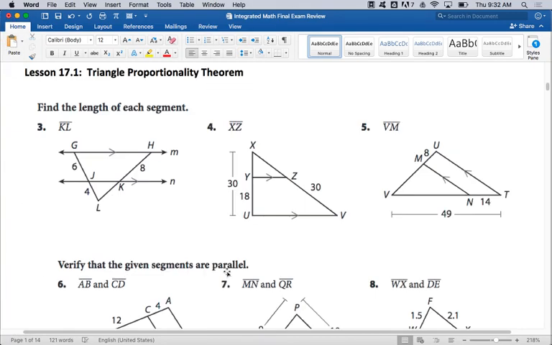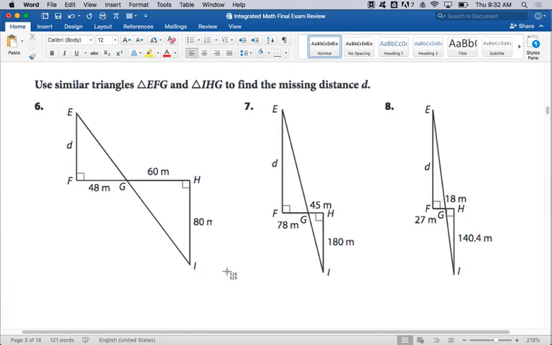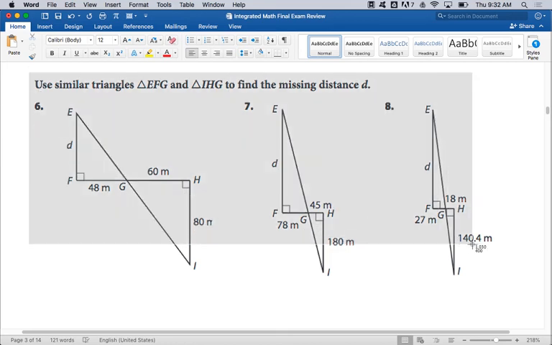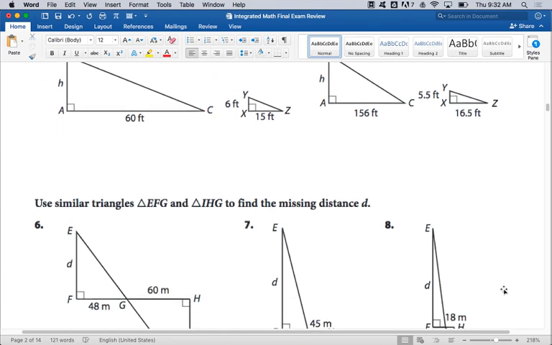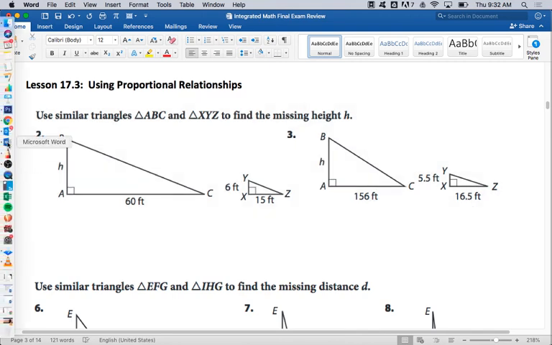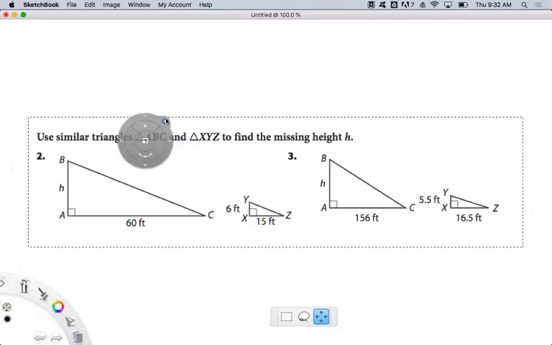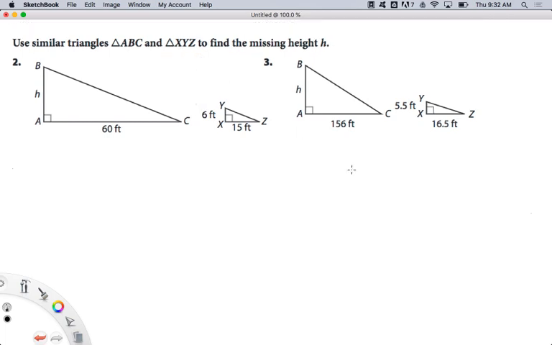All right, so moving forward, we're going to skip that next page and go straight to these ones here. Oh, sorry, not those ones. These ones here. Number 2 on lesson 17.3. Numbers 2 and 3. Okay, let's take a look. So it's the third page, so I just skipped a page. We'll get back to it.